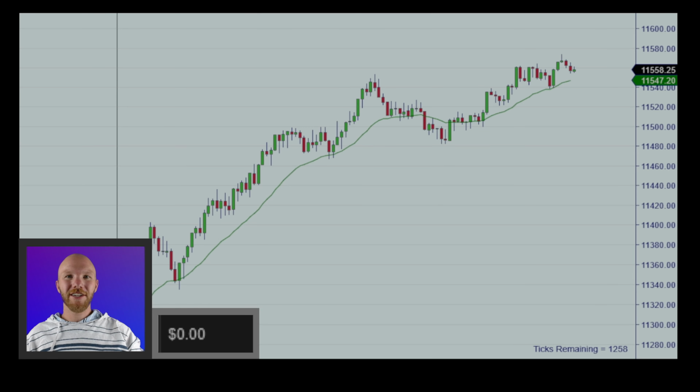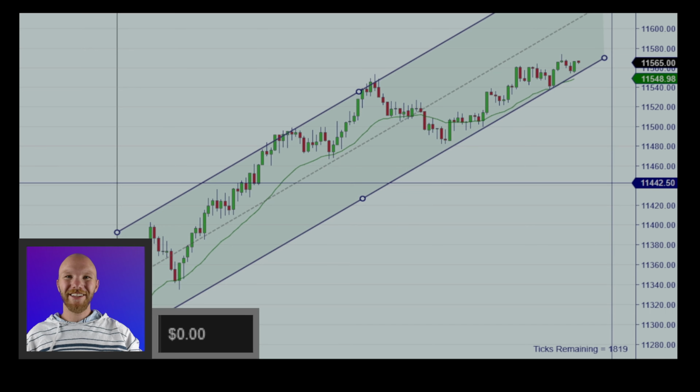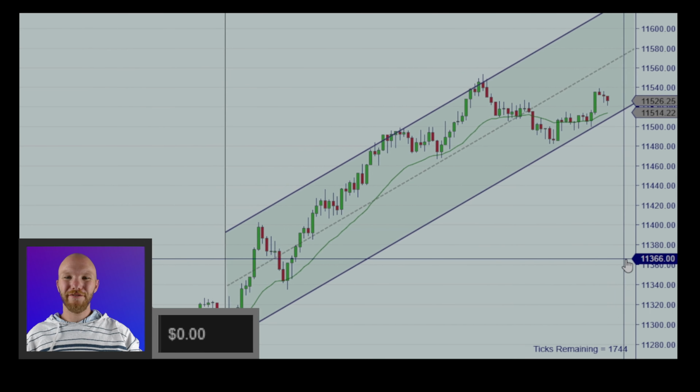Let's do this thing. So obviously we are in an uptrend, right? We're making higher highs and higher lows. So we are only looking for longs right now, not going to trade against the trend. So I'm going to draw this channel like so. Now let's zoom in and see if we can find any trades.